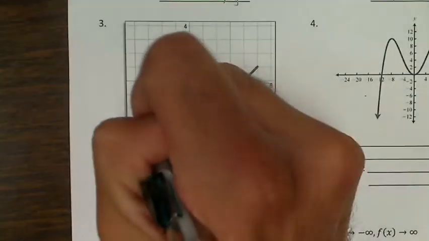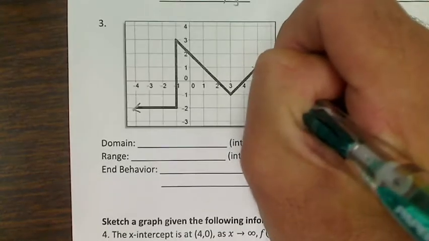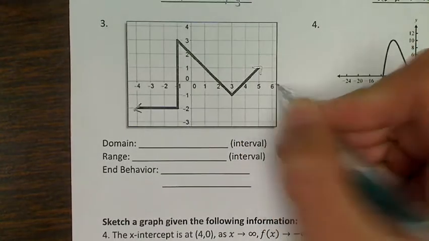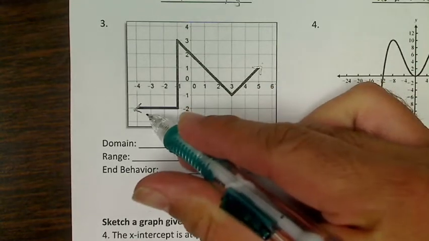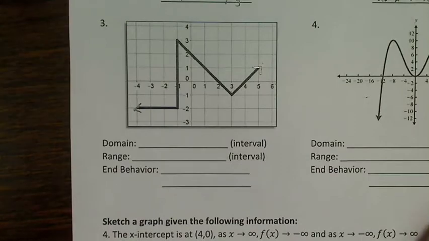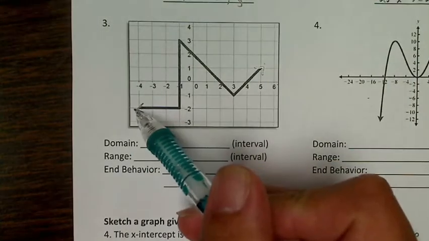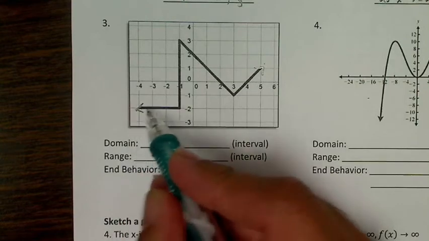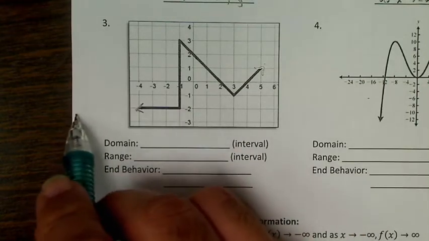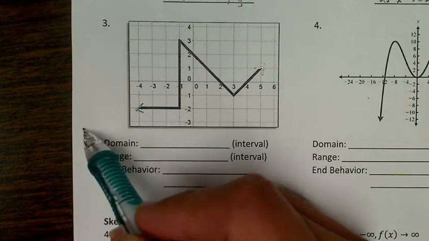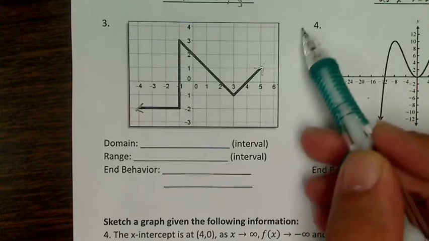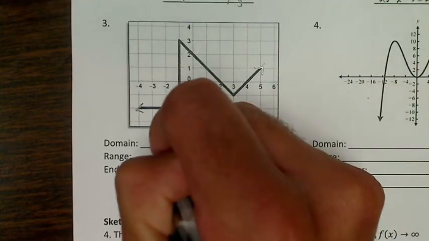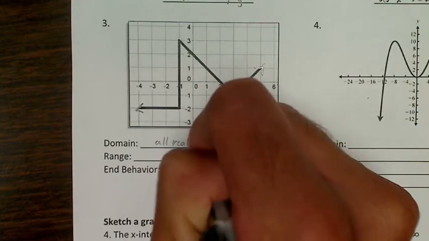All right. Number 3, let's again draw some arrows on here. It doesn't go to the edge of the axes. So without the arrows, we would assume that it stops here and here. So our domain, well, this goes forever and ever to the left. So that means that negative infinity is going to be as far left as we can go. And this graph is going to continue in this direction, so it's going to go forever and ever to the right. So our domain is all real numbers.